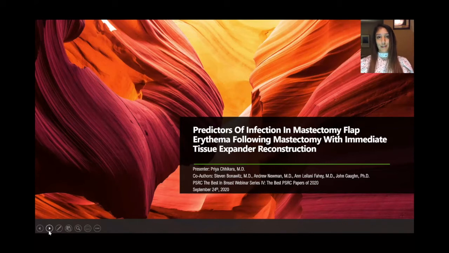Hello, my name is Priya Shikara. I'm a PGY5 in general surgery at Mercy Catholic Medical Center. I'd like to thank you for the opportunity to present my abstract, which is affiliated with the Plastic and Reconstructive Surgery Department at Cooper MD Anderson, and is entitled Predictors of Infection in Mastectomy Flap Erythema Following Mastectomy with Immediate Tissue Expander Reconstruction.